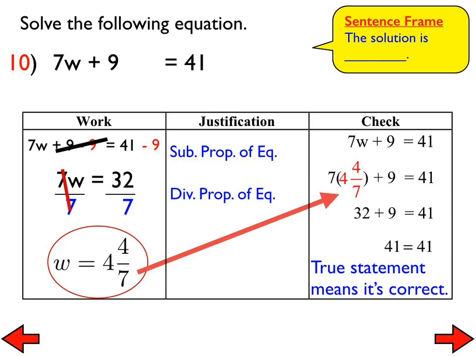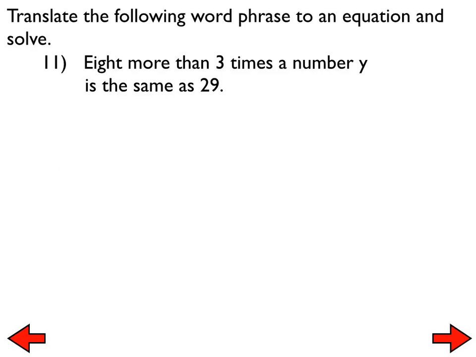All right, let's do our language objective. 8 more than 3 times the number y is the same as 29. Any idea on what our equation should look like for this? I'm not worried about solving it. All I'm worried about right now is writing it as an equation. Yes? 3 times y equals 29. What about the 8 more than? What happened to that? 8 plus 3 times y equals 29.